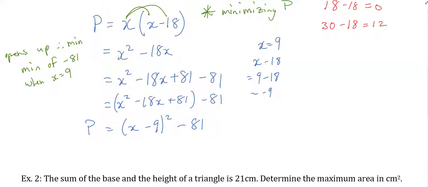Right? Remember we set that up before? The other number is x minus 18. And the product is 9 times negative 9, which is negative 81. And it's not a coincidence that that's the minimum product.